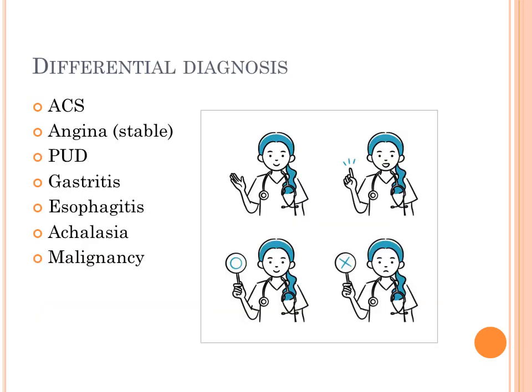When taking a history, you may encounter symptoms that will overlap with other conditions, and that is why it is extremely important and crucial for you to rule out other differential diagnoses. In this case, and based on the symptoms that may be present, some of these may include acute coronary syndrome, stable angina, peptic ulcer disease, gastritis, esophagitis, achalasia, and malignancy.